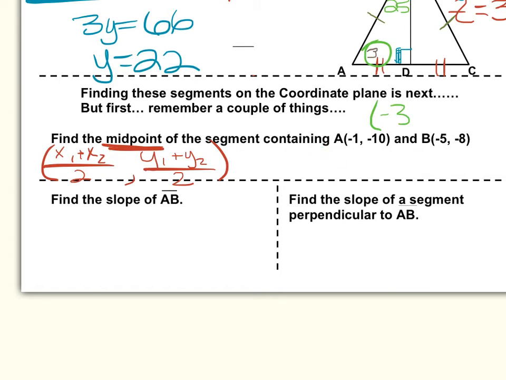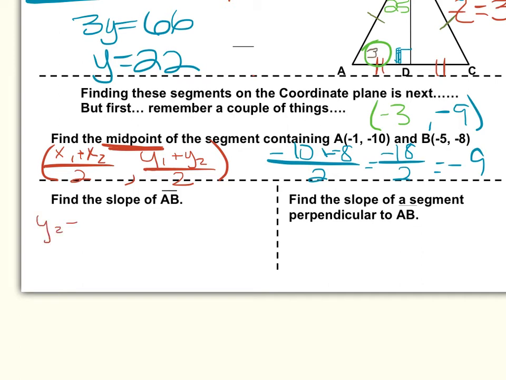Now I'm going to do the same thing with the y's. Negative 10 plus a negative 8 is negative 18, divided by 2 gives me a negative 9. That negative 9 becomes the y value. If I were to plot these points, that negative 3, negative 9 would be right smack in the middle of segment AB.